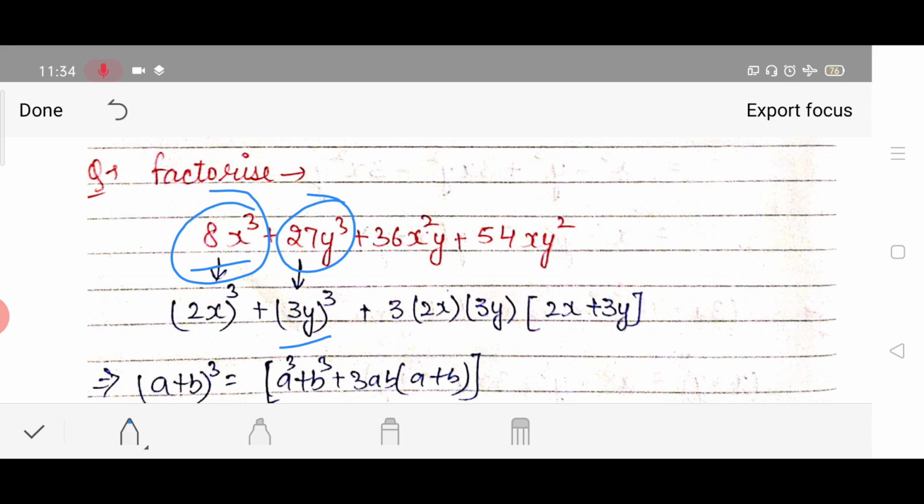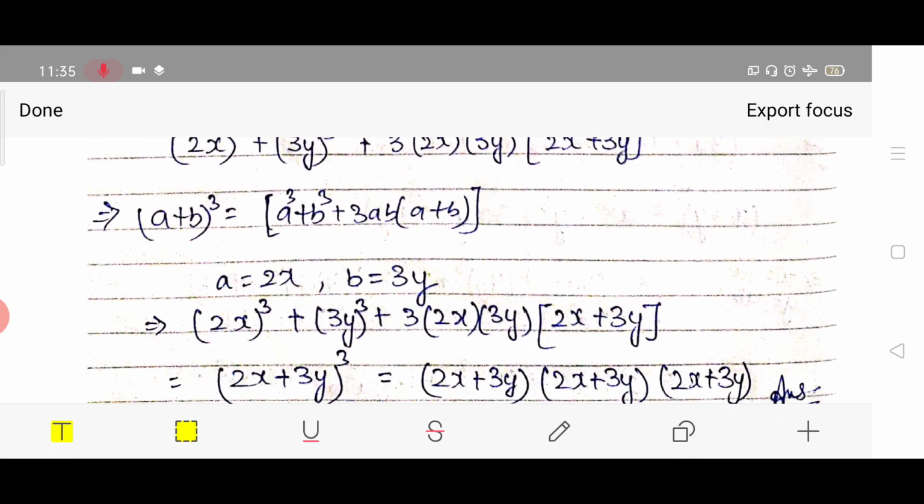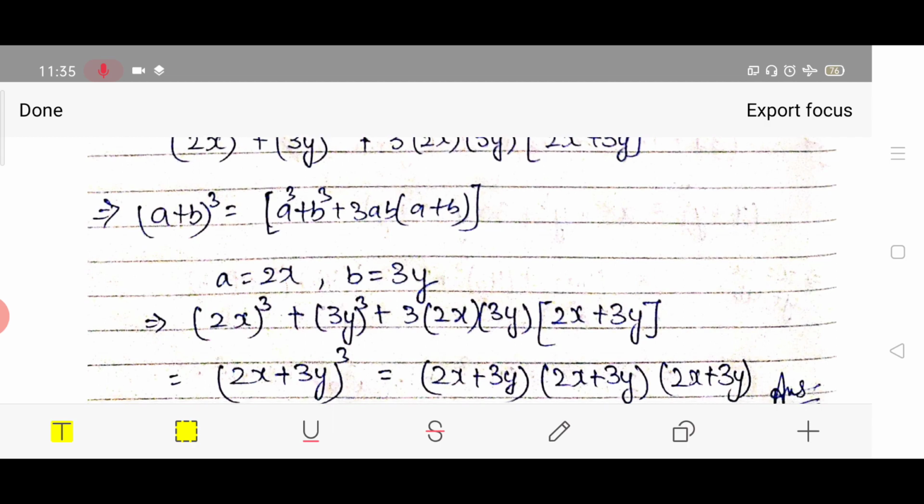So we see that we are having two terms, a cube plus b cube. If we apply the identity, that is (a plus b) whole cube is equal to a cube plus b cube plus 3ab into (a plus b), we will get the answer. From here we are having two values, that is a and b, and similarly we can get 3ab and (a plus b). So by equating all these values, we will get the value of a and b, and we put the value of a and b into the identity, and our answer is (2x plus 3y) whole cube.